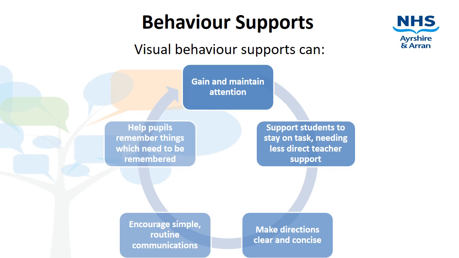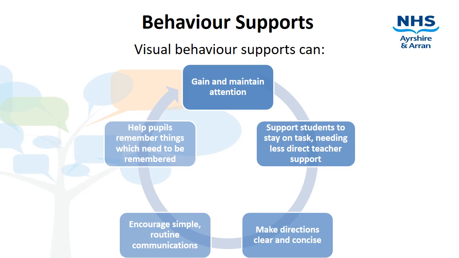Next one is behaviour supports. So visual behaviour supports can gain and maintain attention, support students to stay on task so that they need less direct adult support. They can make directions clear and concise, encourage simple, routine communication, and help pupils to remember things that need to be remembered. So it might be things like reminding pupils of the rules of the classroom, so hands up to talk, wash our hands, one that we're going to be doing a lot, or they could be used to help pupils remember what needs to be done.